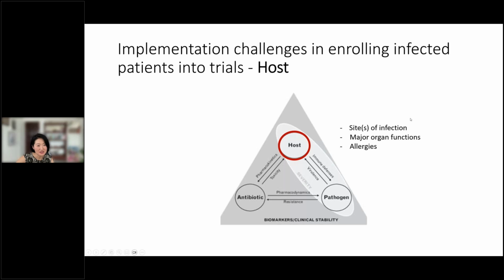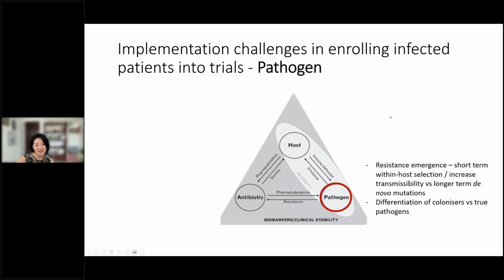And thirdly, bacterial pathogens themselves may further evolve resistance while on treatment due to the short-term effects of antibiotics and within host selection for resistance genes or increasing propensity for resistance to transmit between hosts.